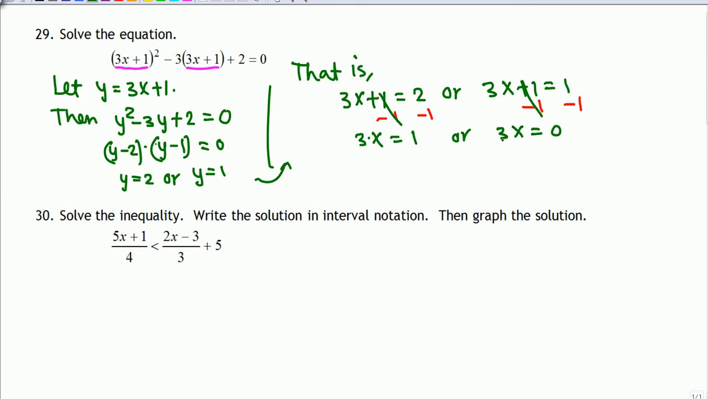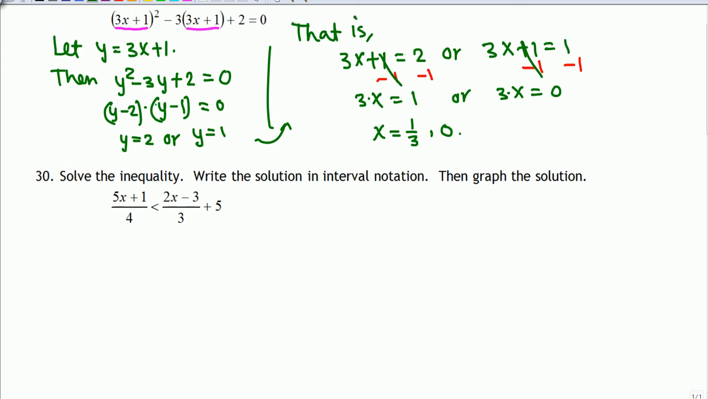Now divide by 3. So x = 1/3, and dividing by 3, 0 over 3 is 0. So 1/3 and 0 are the answers. Okay, let's do the next.